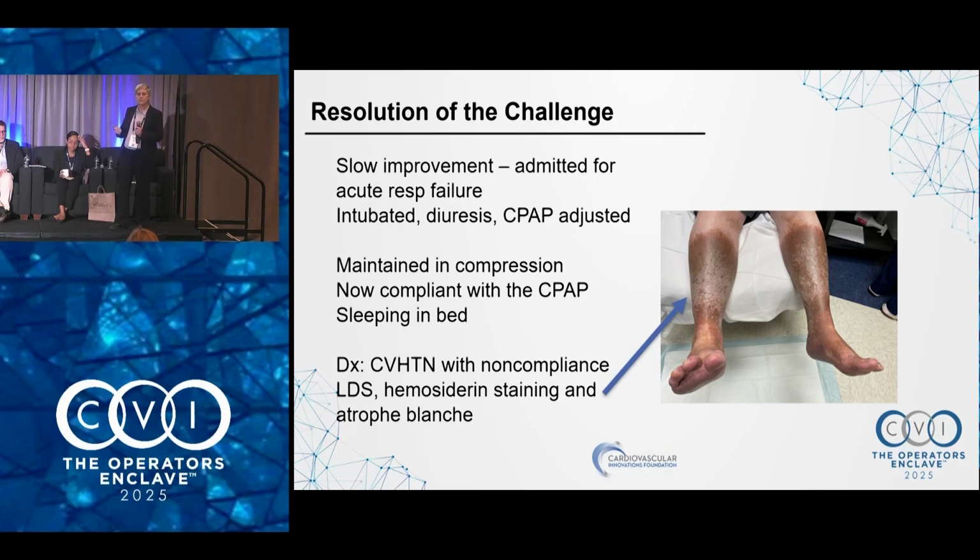His legs were nicely decongested, and you can see what he looks like. This is a picture from when I just saw him back in my office in follow-up. His legs are nicely decongested. He's still got the hemosiderin staining. He's got heavy atrophie blanche. This is what was weeping. I've never seen atrophie blanche that heavy over the gaiter area of the shin. So ultimately, he really has venous hypertension and really just poor compliance.